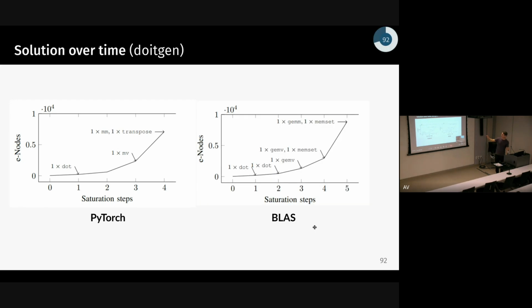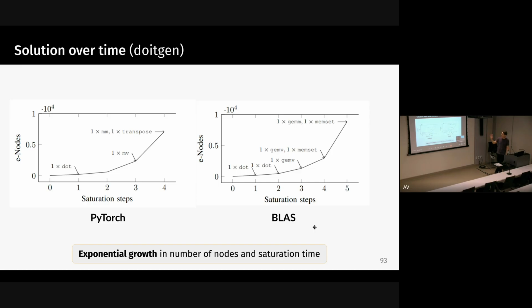If we target BLAS, similar story. Of course, the curve looks similar. The patterns we're looking for are different because it's a different library, but same issue. So I will take the question in 1 sec. So basically, the bottom line is you have this exponential growth in the size of the graph and in the time it takes to saturate, which is bad news.